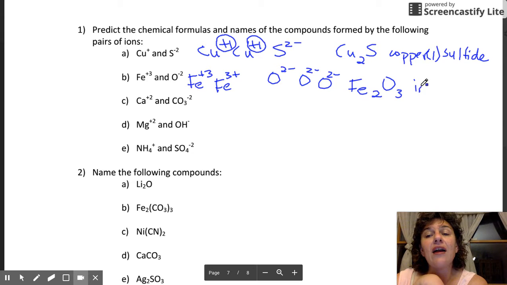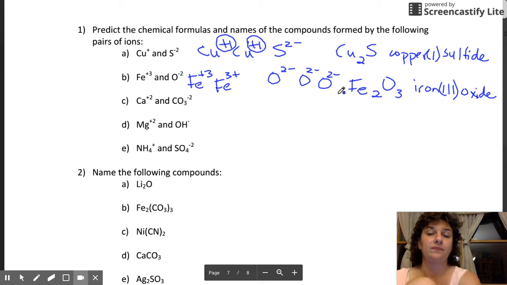And this is iron 3, and it's iron 3 because it has a 3 plus charge. Oxide, because oxygen is just oxide.